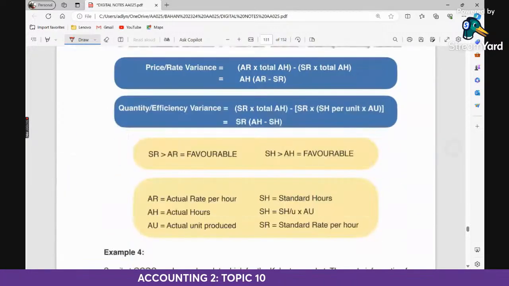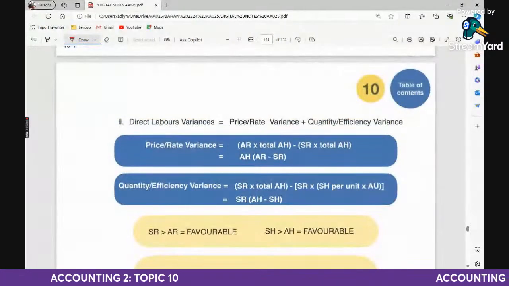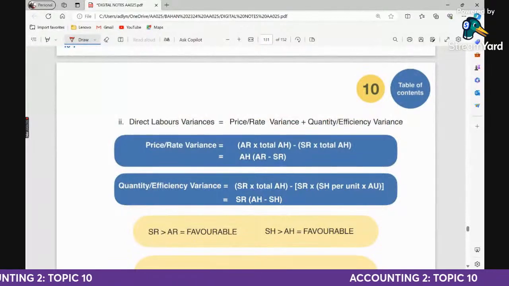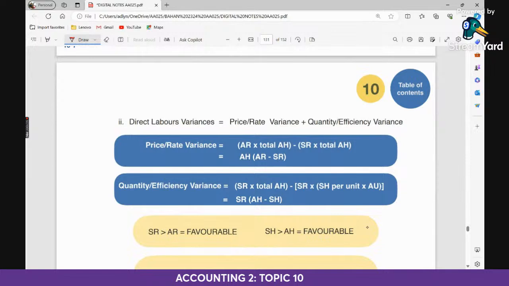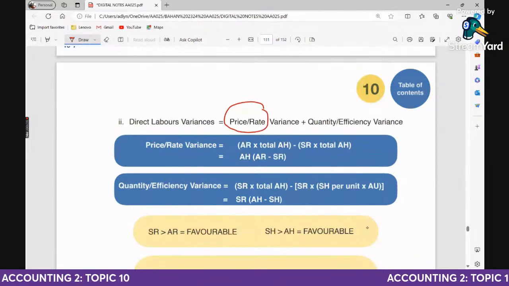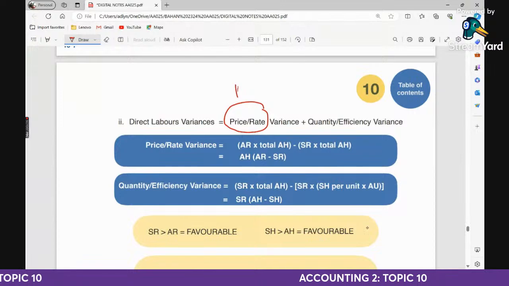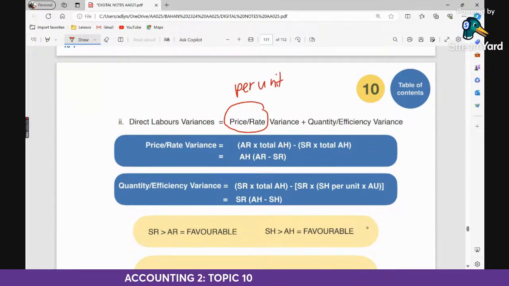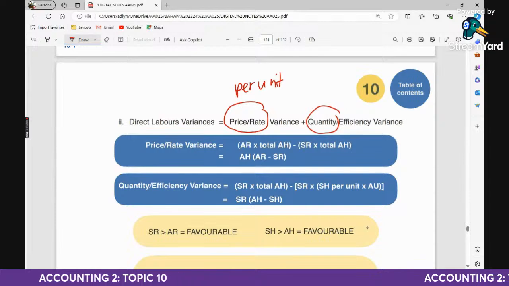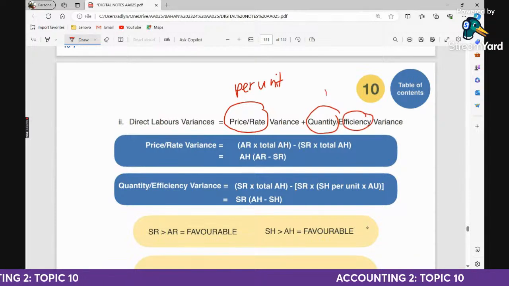Okay, that is for your direct material. Okay, moving on to your direct labor. Okay, direct labor pun sama. Okay, yang mana dalam bentuk price atau rate, kita akan ambil terus dari soalan dalam bentuk per unit. Okay, ini sama case dengan direct material tadi. Tapi kalau quantity atau efficiency, this is actually referring to hours.